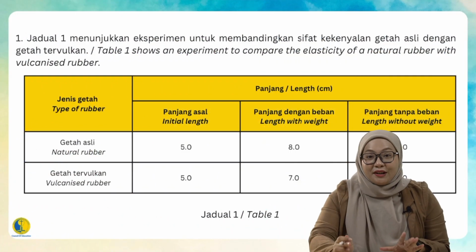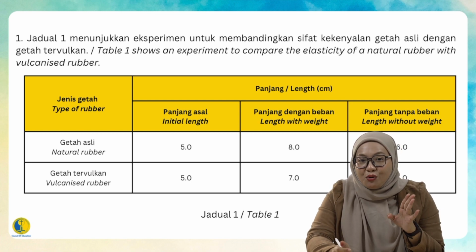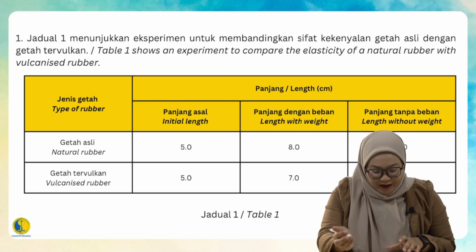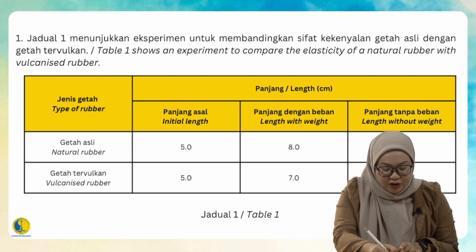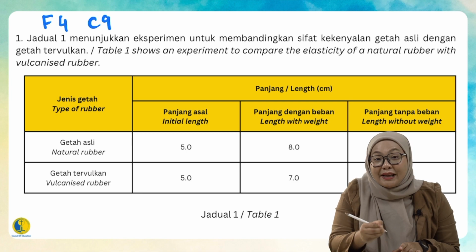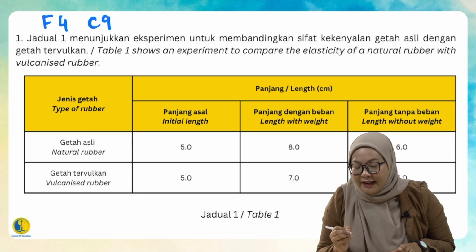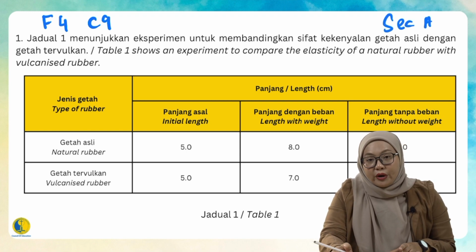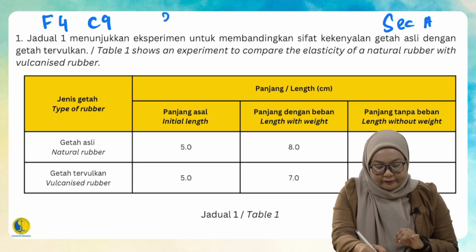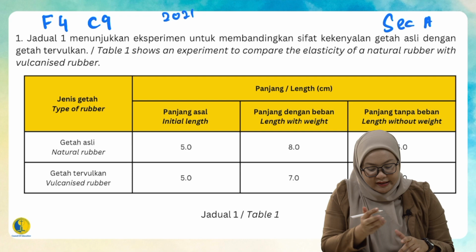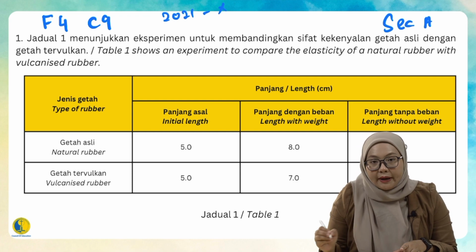Okay, guys, so today I'm going to show you a spot question for Paper 2. What kind of questions? This question is from Form 4, Chapter 9, Chemicals in Industry, also for Section E. In 2021, this particular chapter didn't come out.